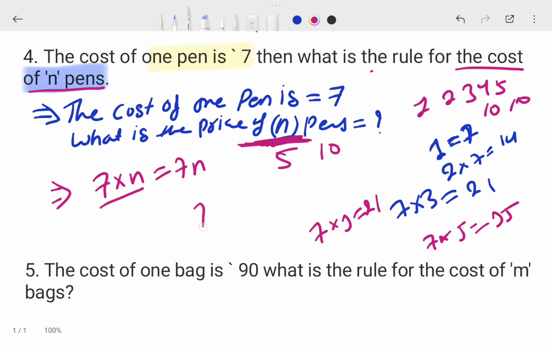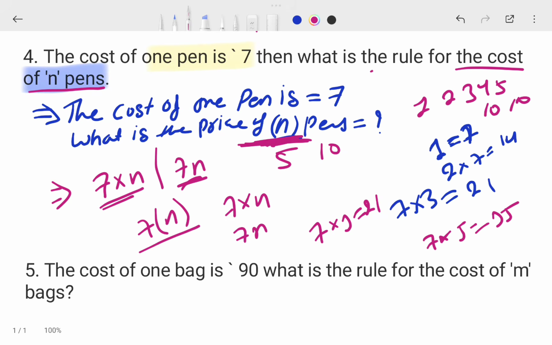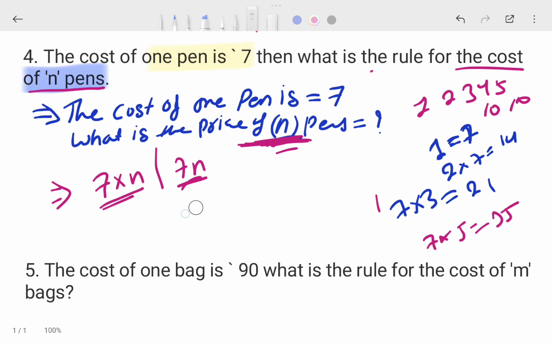7n means it is the same, 7 cross n only. So don't be confused, you can write any one of these. You can write 7 into n or 7n, both are the same. You can write 7 cross n, 7n, or just 7 comma n. You can write any of these, these are all right. Generally you can write it like that only, 7 cross n.